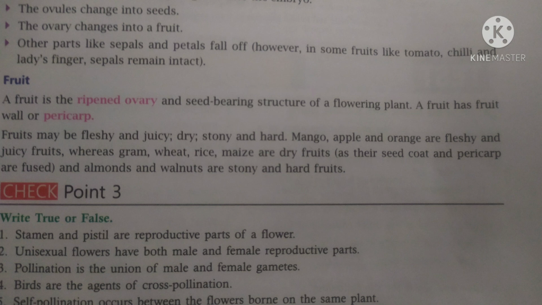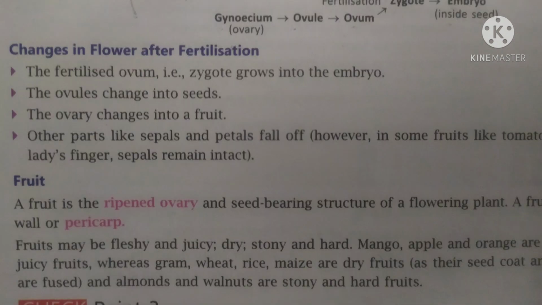There are fleshy, juicy fruits such as mango. And there are dry fruits such as wheat and maize, in which the seed coat and pericarp are fused. However, there are also stony and hard fruits, such as almond and walnut.